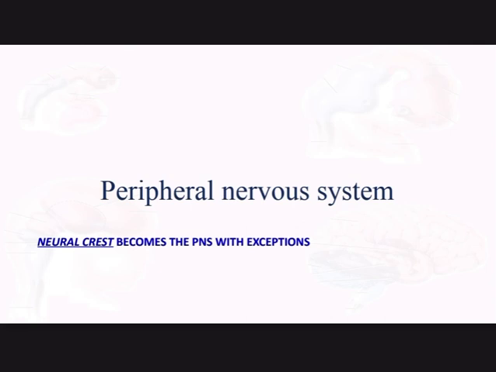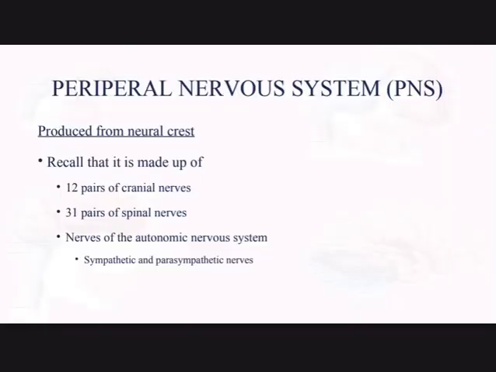The peripheral nervous system is different because it developed from the neural crest, with some exceptions. So the peripheral nervous system is produced, as we said, from the neural crest. Recall they include the 12 cranial nerves. We're going to talk about them later on, but I know you studied them briefly in biology. There are 31 pairs of spinal nerves, and the autonomic nervous system, if you recall, sympathetic and parasympathetic neurons or nerves.